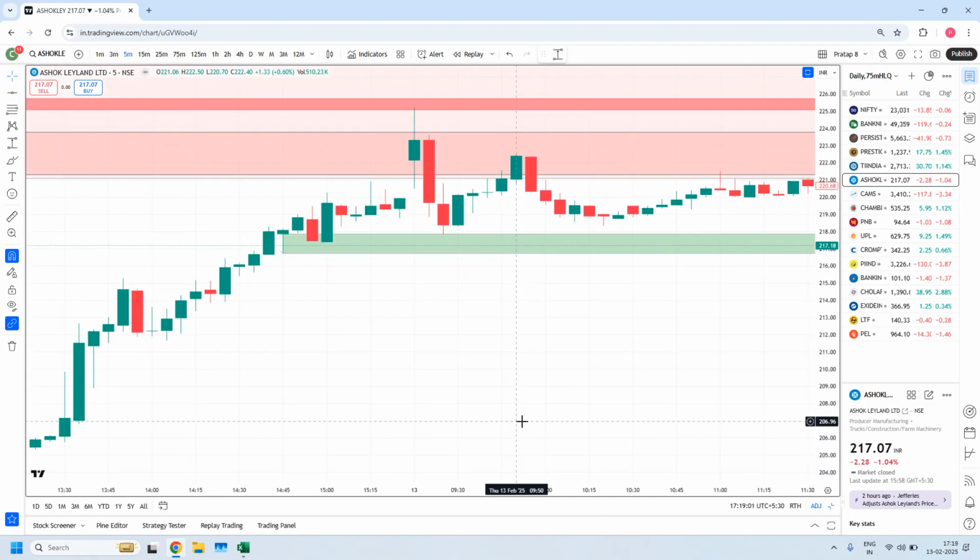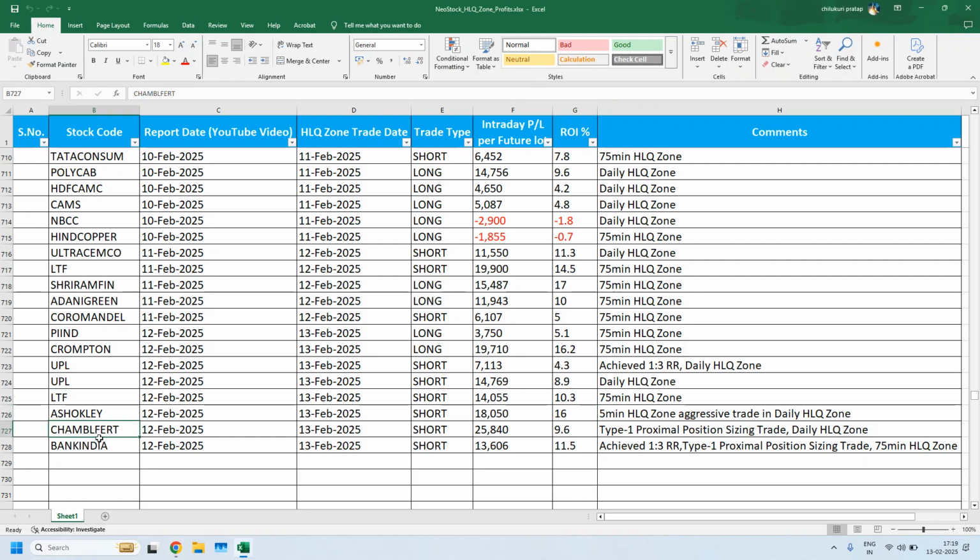Okay. And the remaining two are not practical at all. Chambal Fert and Bank of India, both are not practical, but both gave very good results. Why am I saying they are not practical? They are not practical trades for F&O traders. But they are practical trades in the cash segment, for those who do position sizing. See, both are position sizing.